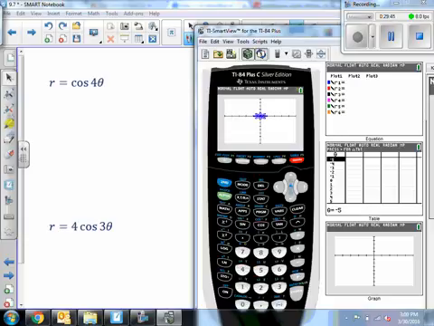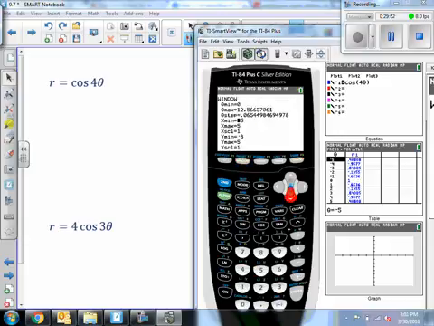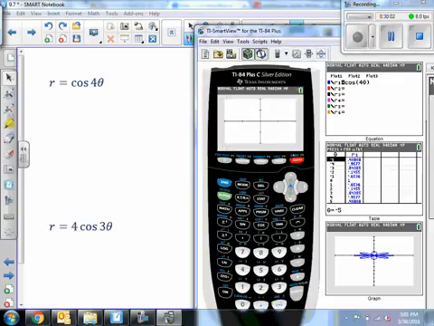Now, that's a little small, so obviously I need to adjust my window. So I'm going to make my window, leave your thetas alone, make your x-min negative 2 to 2 for both x and y's. Now if we take a look at a graph, we get this cool little flower shape.